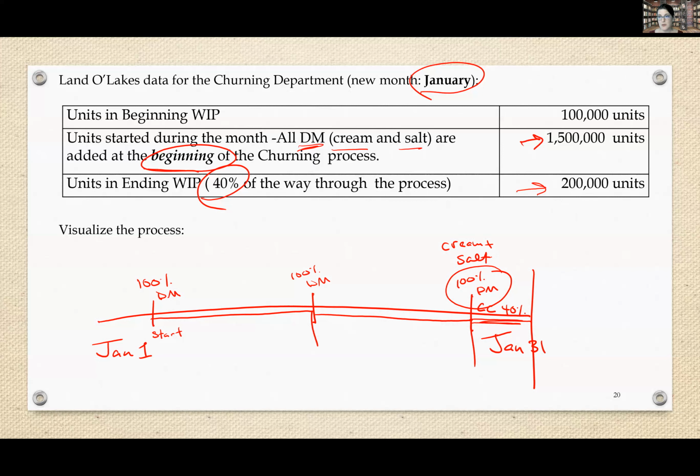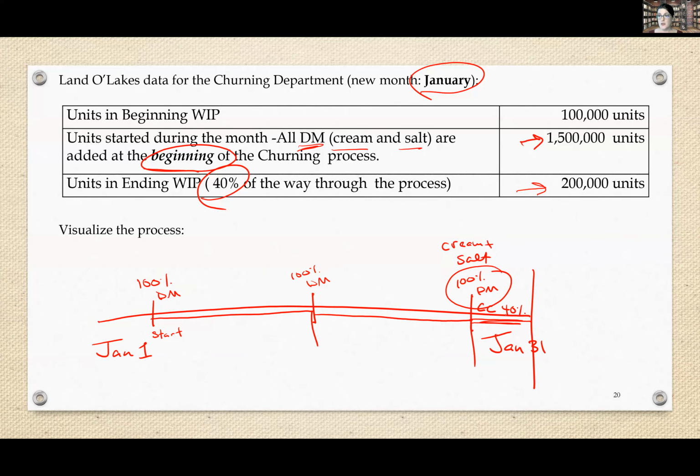We still need more electricity. We still need more direct labor. It's still in the factory. It's still taking up shared resources for our manufacturing overhead. So we see that it's only 40% done. So this is where we looked at in the previous video of having two different equivalent units for our direct materials and our conversion cost.